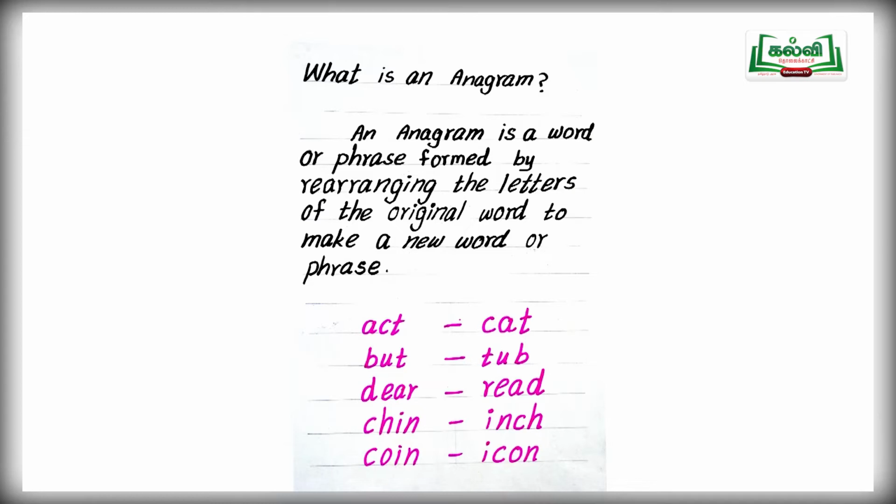So now we see the newly formed words. These words are called anagrams. Let's see what is an anagram. An anagram is a word or phrase formed by rearranging the letters of the original word to make a new word or phrase. Shall we see some examples? Act, cat, butt, tub, beer, read, chin, inch, coin, icon.